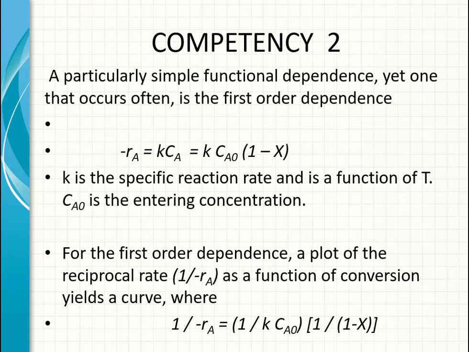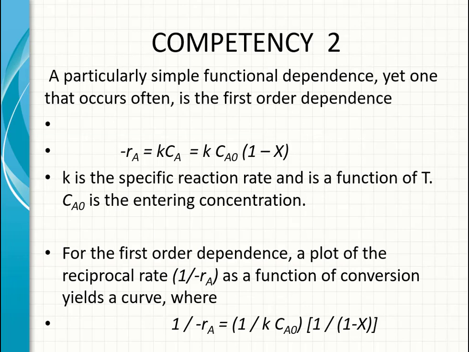A particularly simple functional dependence, yet one that occurs often, is the first order dependence, in which the rate -Ra is equal to the product of the rate constant k and the concentration of the reactant A. So -Ra is equal to k CA, and this is equal to k CA0 times (1 - X). k is the specific reaction rate, also called the rate constant, and is a function of the temperature. CA0 is the entering concentration.